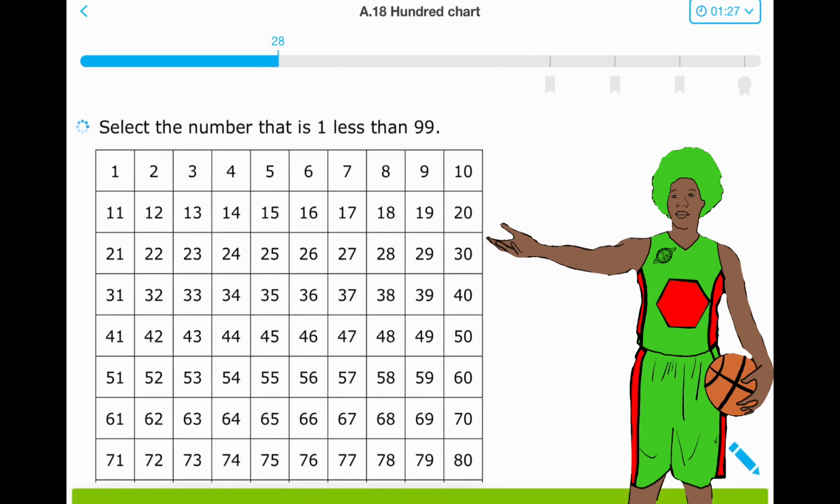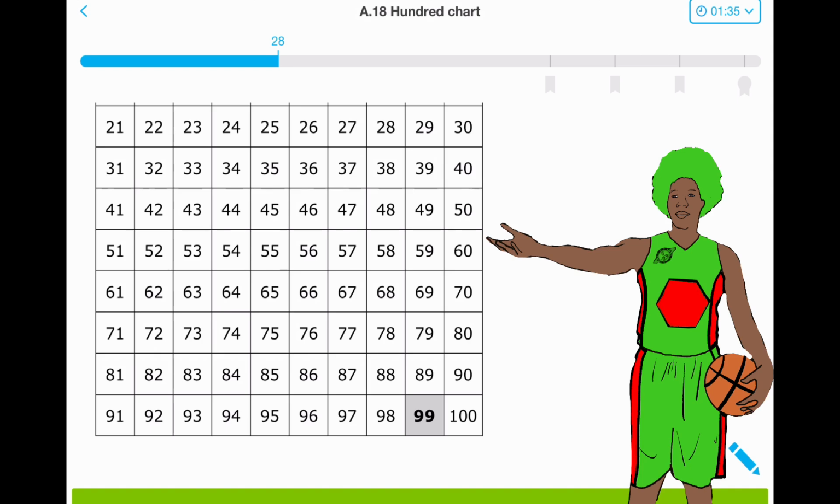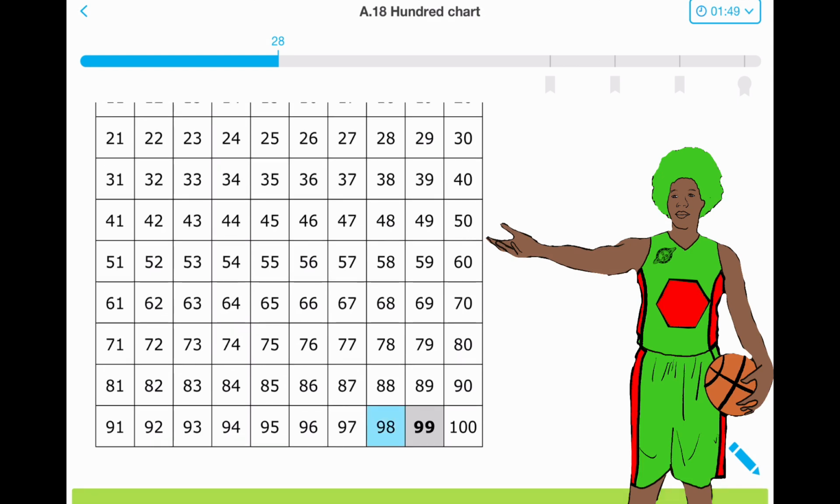Okay. Select the number that is 1 less than 99. Okay, one that's 1 less than 99, and they have the 99 shaded in already. So we just need to do what? If we need to find 1 less than 99, we need to go where? We need to go back. Yes, go back 1 to 98.